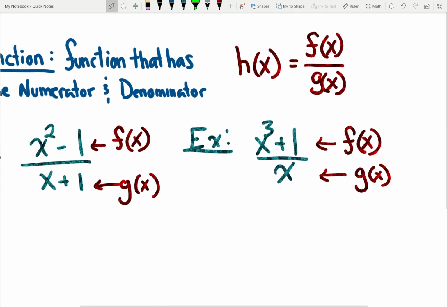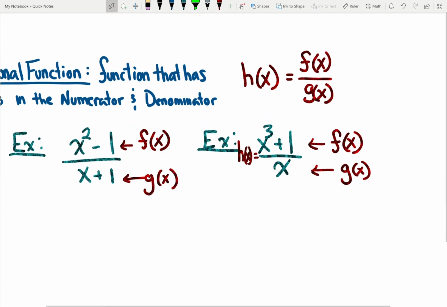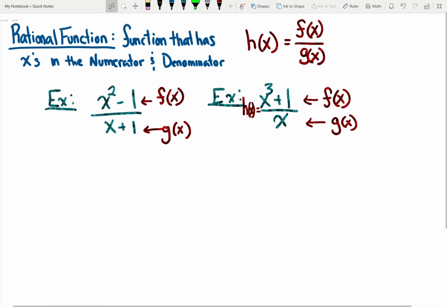And it's probably going to be written as something like this, h of x equals this whole thing. Rational functions are kind of weird because a lot of odd things happen with them. So here are three things that happen.